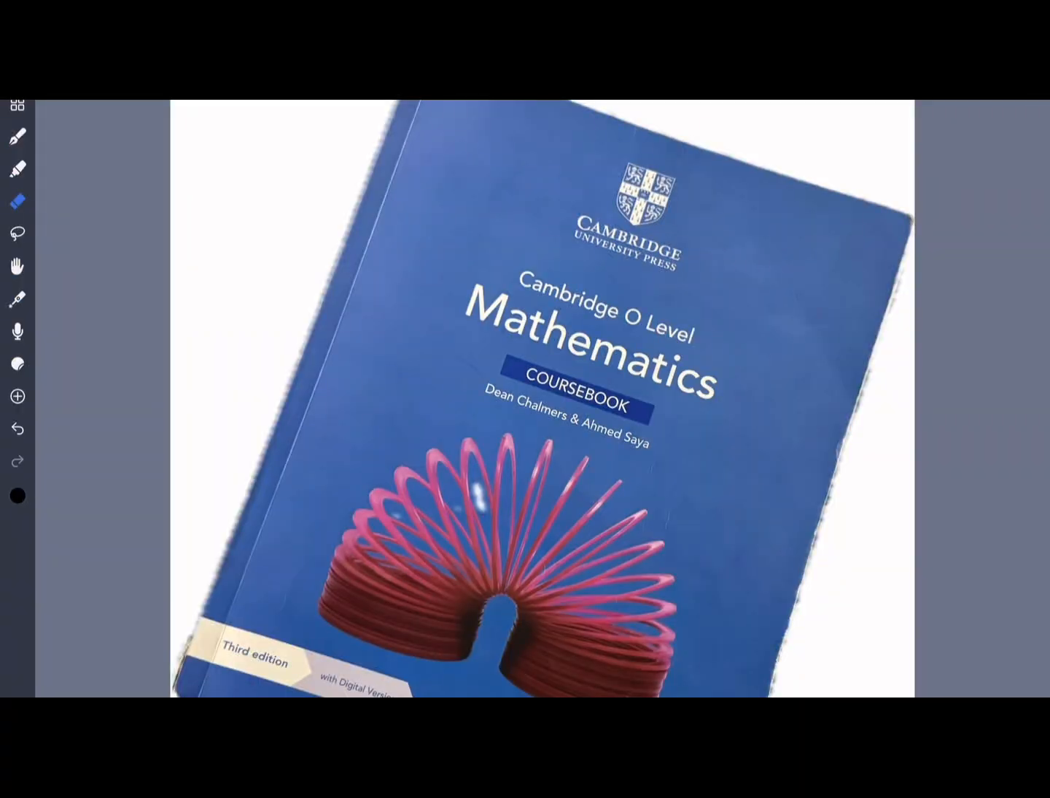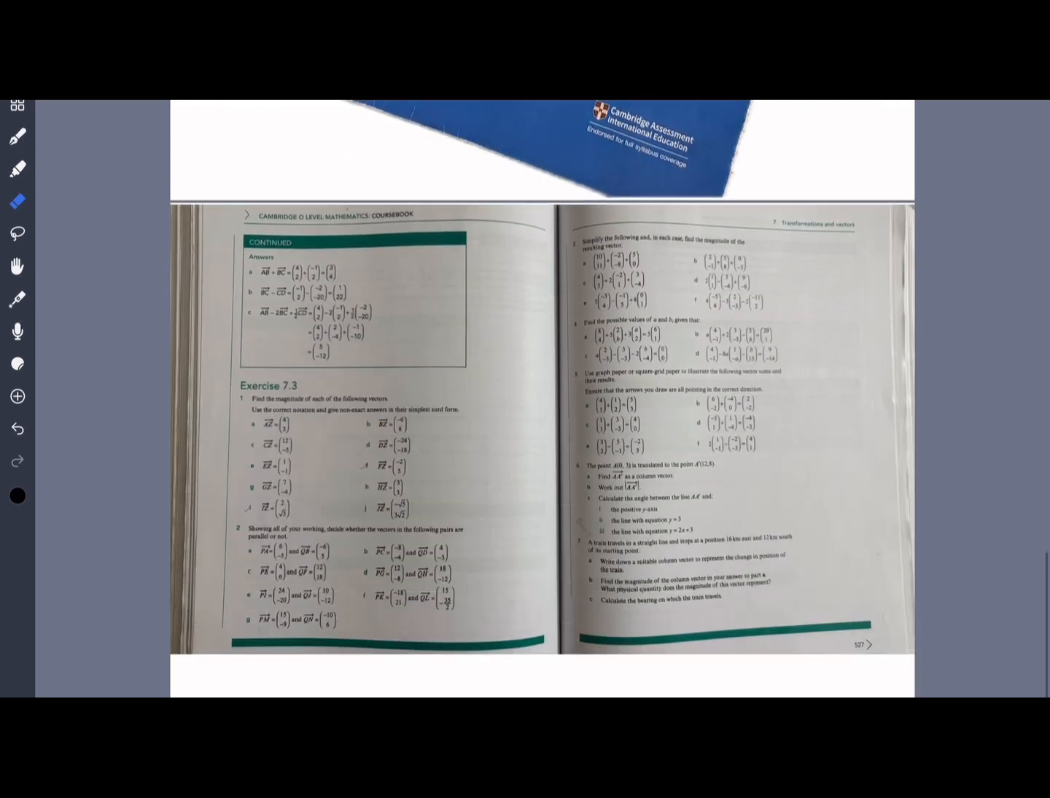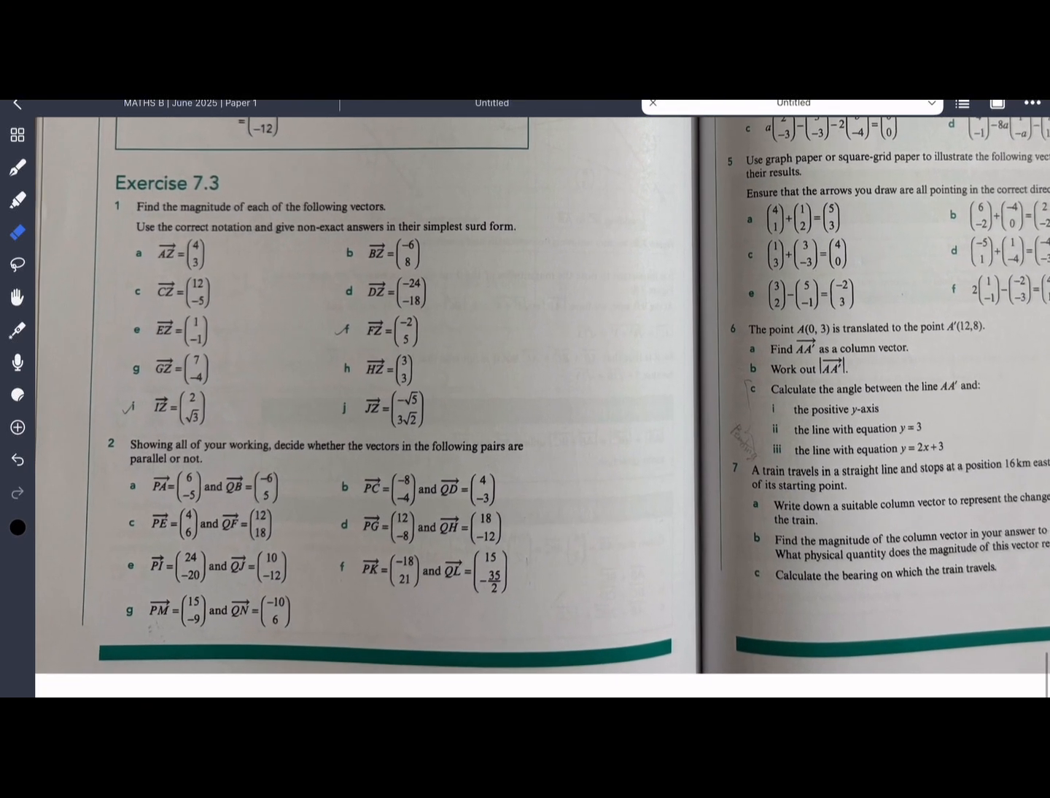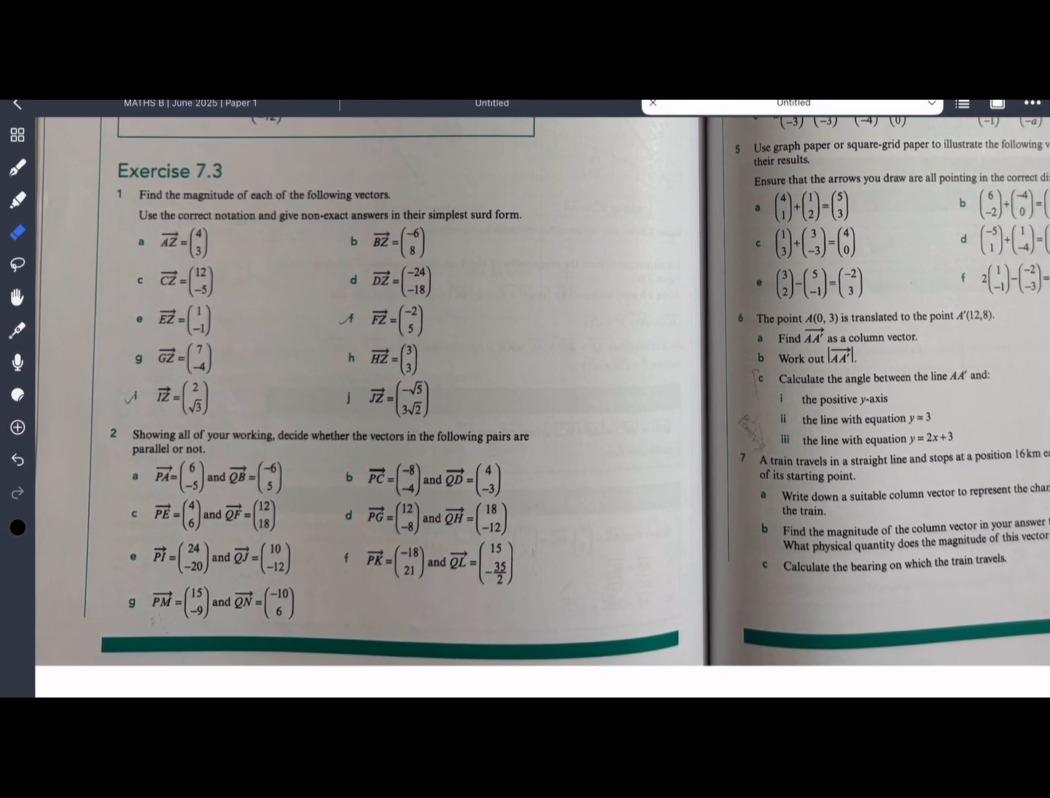Today we'll be doing the Cambridge O-Level Mathematics course book by Dean Chambers and Ahmed Saya. We will be doing exercise 7.3, vectors. Question 1: find the magnitude of each of the following vectors. Use the correct notation and give non-exact answers in the simplest surd form.